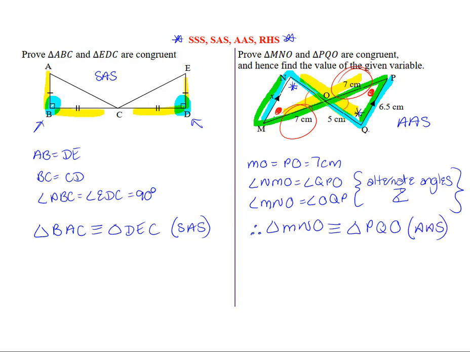Now there's a final part. Find the value of the given variable. So that's my x over here. So it corresponds to the 6.5, because it's the side where the red circle and the star is. So x equals 6.5 centimeters, and that's because MN equals PQ. And you're done.